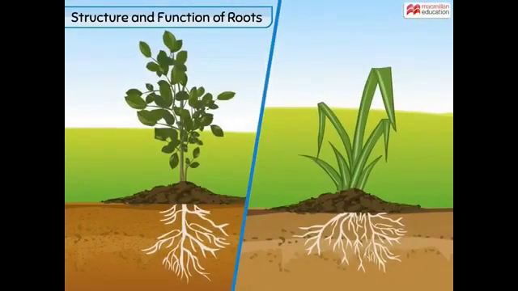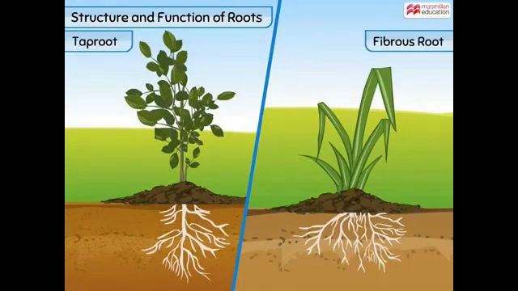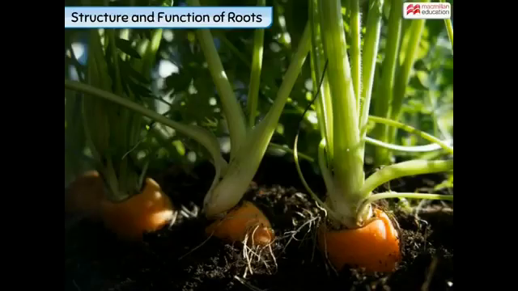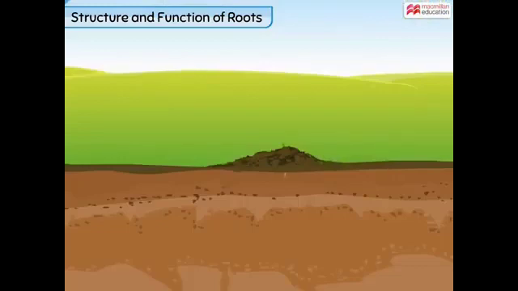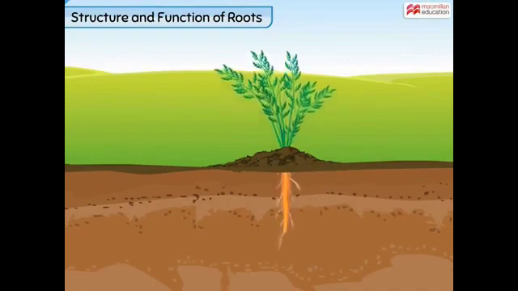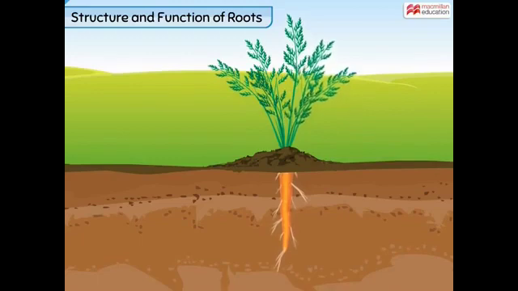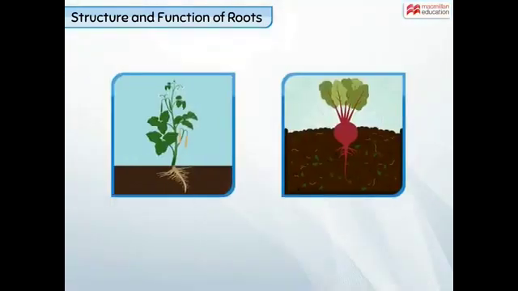There are 2 main types of roots seen in plants. Some plants have taproots, while some have fibrous roots. Carrot plant is an example of a taproot. A taproot forms when one main root grows from the base of the stem and many other smaller roots grow from this main root. This main root keeps growing downwards and goes deeper into the soil. Other plants that have taproots are bean and beetroot.